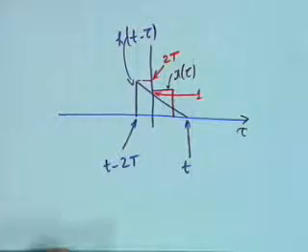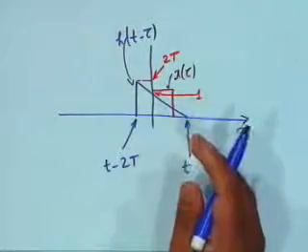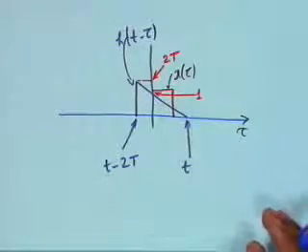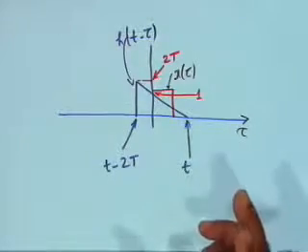So, as this triangle moves to the right, the overlap or the non-zero region of the product x of tau and h of t minus tau varies. The range as well as the amplitude, and therefore the area under the overlap also varies. And it is this area which determines the convolution, which determines y of t. And therefore y of t varies with t.